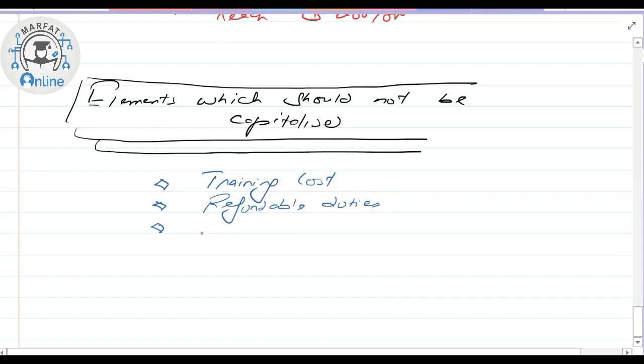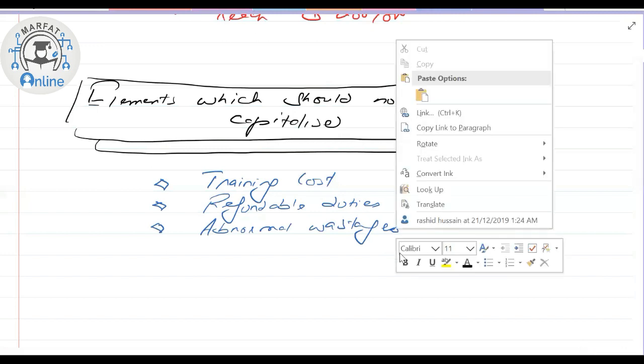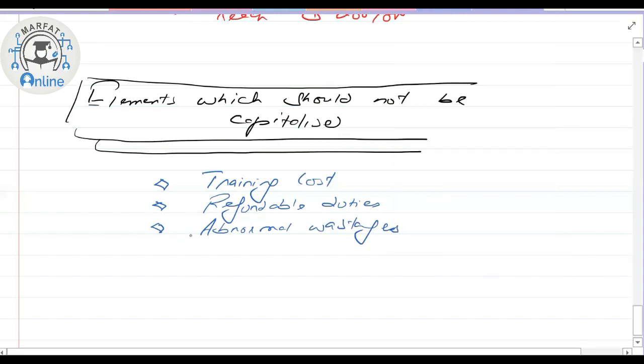Similarly, abnormal wastages and abnormal costs should not be capitalized, because that is because of your own mistake. So abnormal wastages should not be capitalized. Similarly, fixed overheads: only production overheads and directly attributable overheads should be capitalized. So fixed overhead should not be capitalized, etc. So these are the things that should not be capitalized.